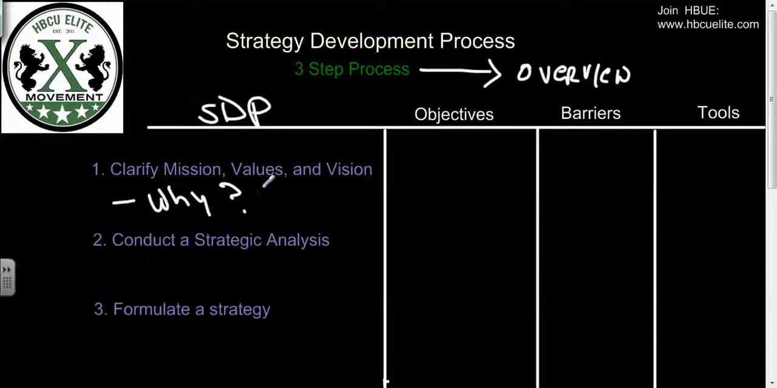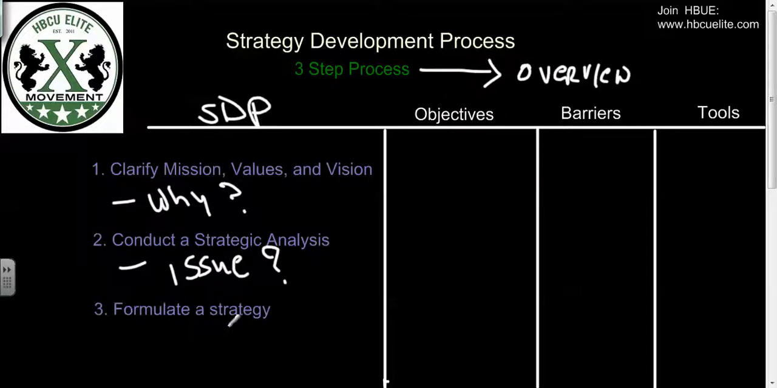Once you've done that, the next thing you need to do is conduct a strategic analysis. So what does that mean? In this step, you have to identify the key issues that will affect your business's predicted outcome, or what you're trying to accomplish. You actually have to identify those issues that could possibly impede your success.